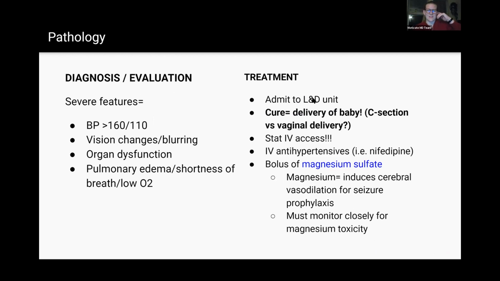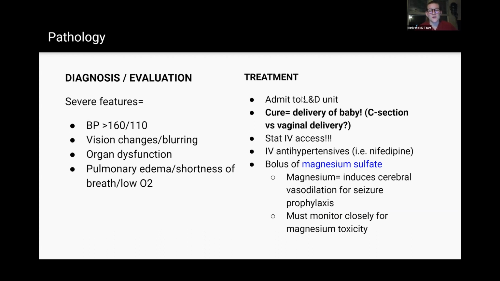So sorry, I'm going to backtrack a little bit. First, we want to get them stabilized. We're going to admit them to the labor and delivery unit for their treatment, especially if they have severe features. If they have preeclampsia without severe features, this can be managed outpatient. But if you have any doubt that they are in any sort of jeopardy, then you would want to have them hospitalized in an L&D unit that's equipped to be able to help handle this condition for them.